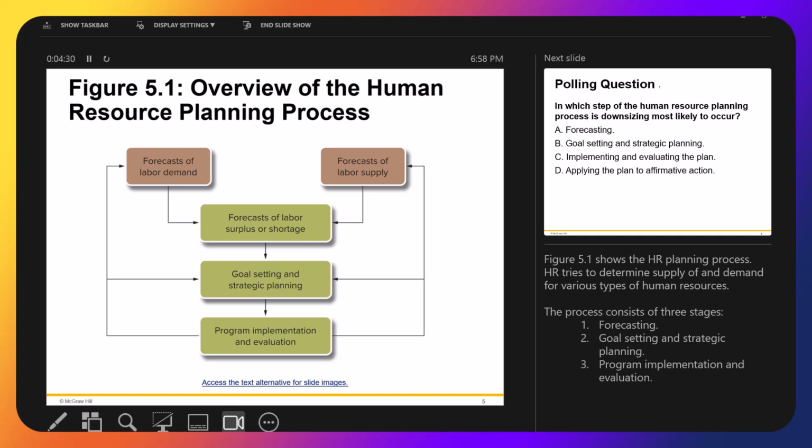Overview of the human resource planning process. Let's take a look at it. Forecast of labor demand, and you see forecast of labor supply. On forecast of labor demand, forecast of labor surplus or shortage, and forecast of labor supply, you see they feed in, one from the left, one from the right. Then from there it goes down to goal setting and strategic planning, which we talked about. And then it goes to program implementation and evaluation, which we discussed.